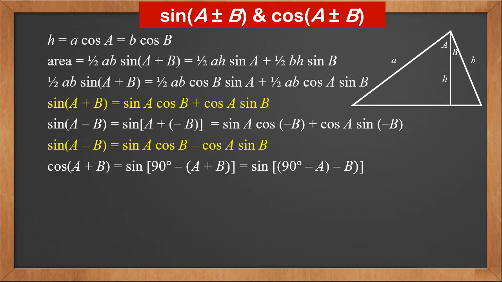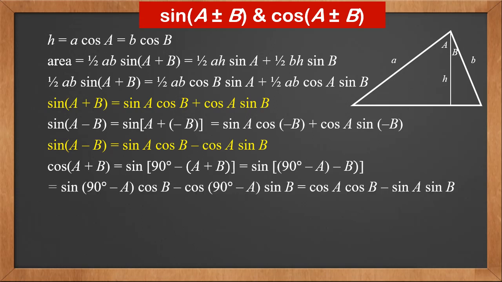Cosine (A plus B) is sine (90 degrees minus (A plus B)), which is sine ((90 degrees minus A) minus B). Using the formula of sine (A minus B), we get sine (90 degrees minus A) cosine B minus cosine (90 degrees minus A) sine B. Sine (90 degrees minus A) is cosine A. Cosine (90 degrees minus A) is sine A. So it equals cosine A cosine B minus sine A sine B.